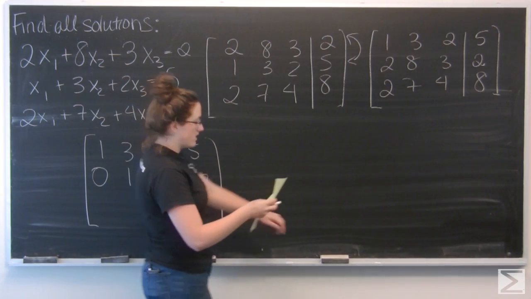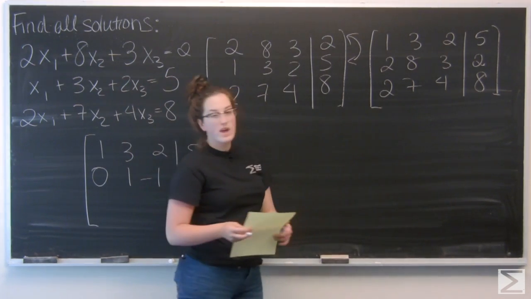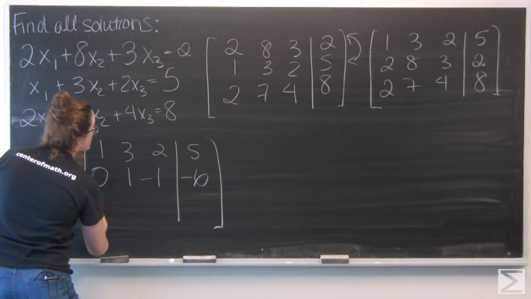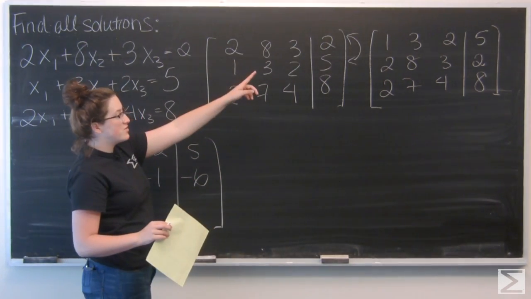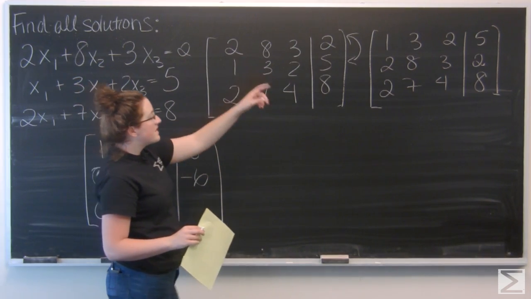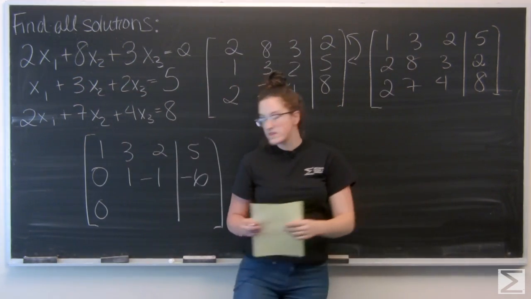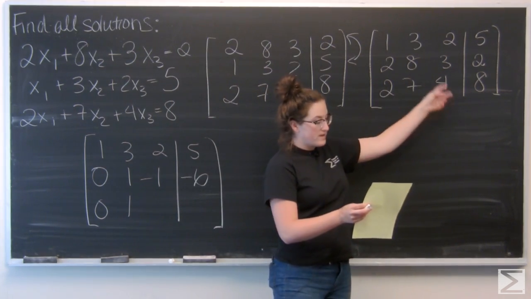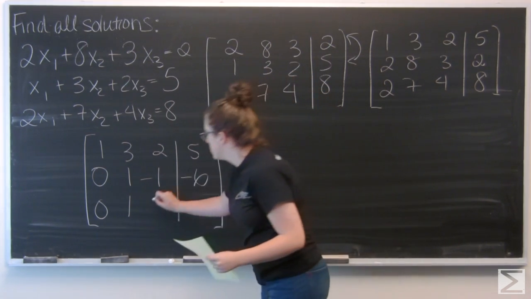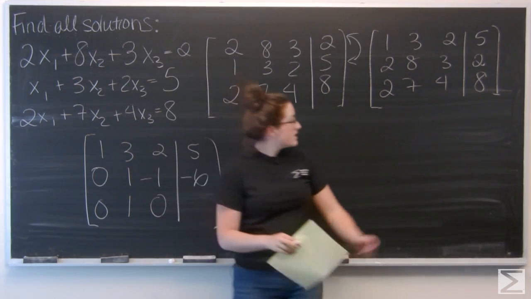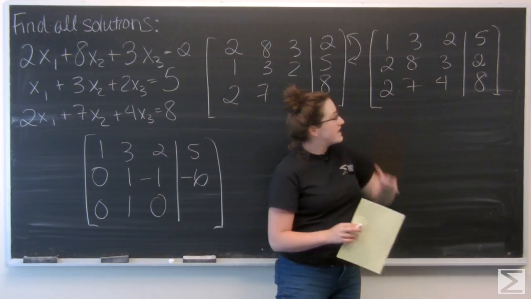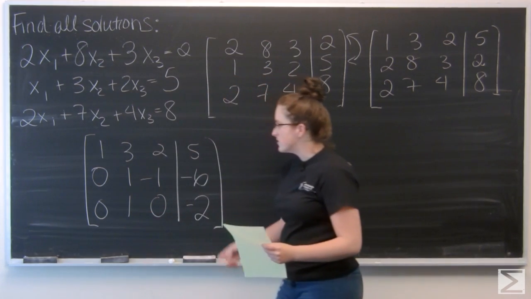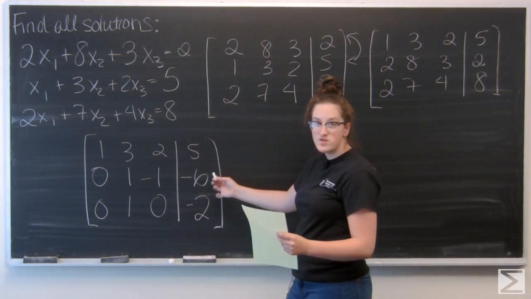And to go ahead and clear this row, let's subtract 2 times the first row from the third. So I get 2 minus 2, which is going to be 0. 7 minus 3 is going to give me 1. And then 4 minus 4 is going to give me 0. And for the last element, I have 8 minus 10 gives me negative 2. So I found something for x2. Let's just go ahead and switch these two rows.